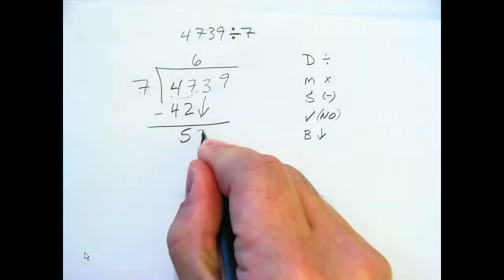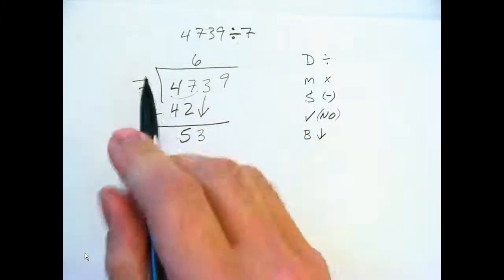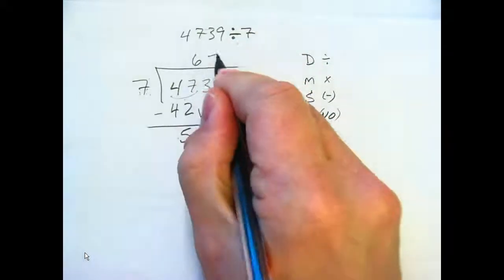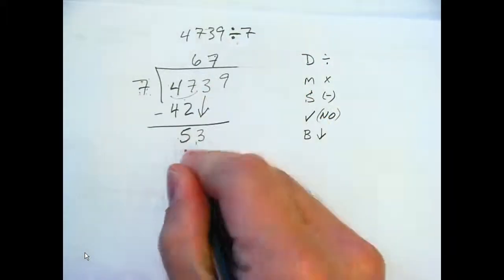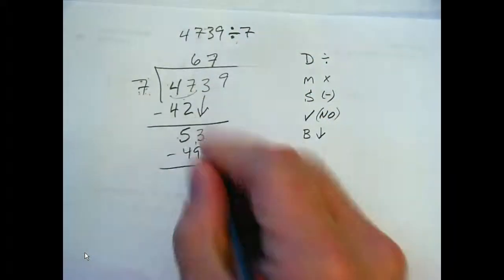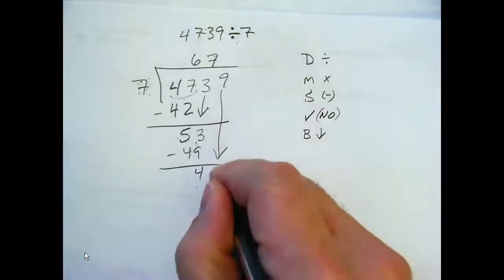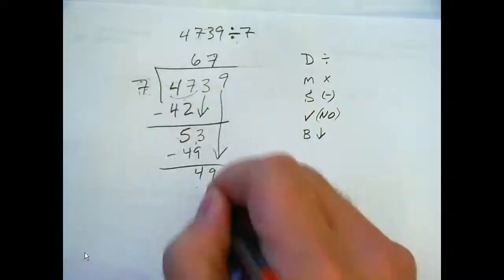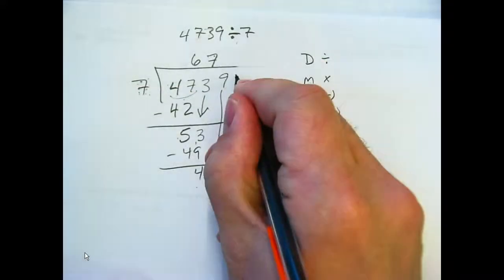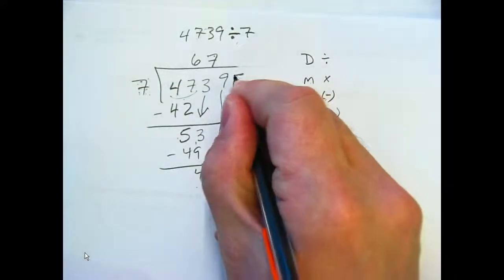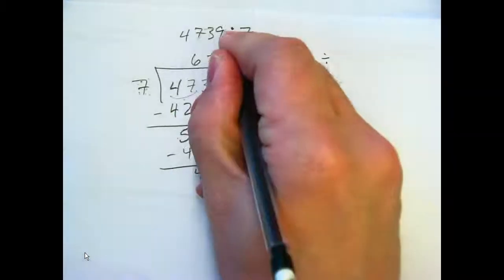So, then we start the process all over again. 7 into 53, 7 times 7 is 49. We subtract. We get 4, we check, nope, and we bring down the 9. We get 49. 7 into 49. Lame problem, I'm going to add an extra number here. Okay, I'm going to make it that problem now because I need it.